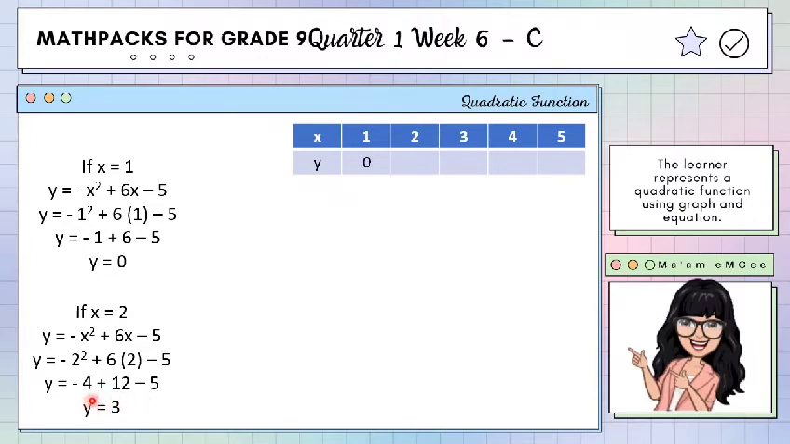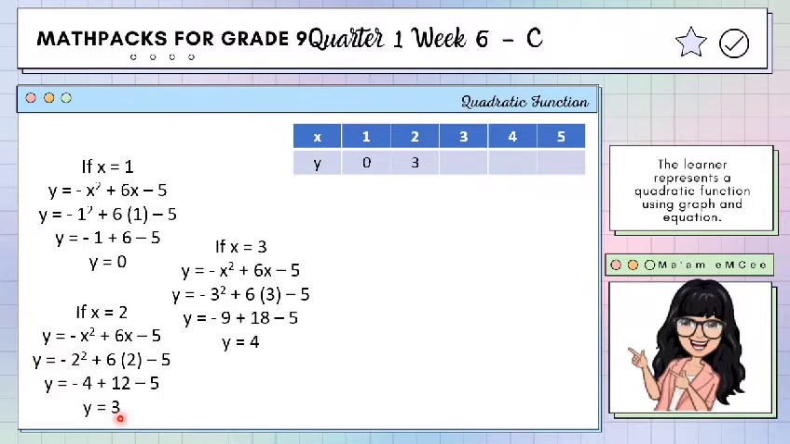We combine negative 4 and negative 5, and that is equal to negative 9. Negative 9 plus 12. Remember, 9 is negative, 12 is positive. So if we try to combine them, we need to subtract. 12 minus 9 is equal to 3. Then we copy the sign of 12 because 12 has the greater absolute value. So we copy the sign which is positive. So our final answer is positive 3. If our x is equal to 2, then our y is equal to positive 3.